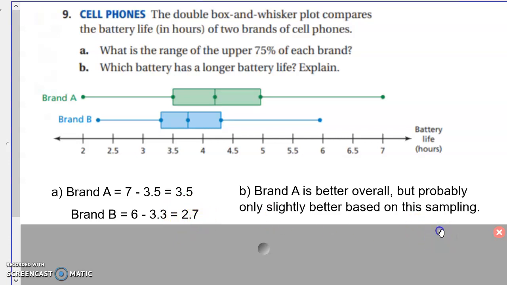Now part B says, which battery has a longer battery life? And explain your answer. I think looking at these two box and whisker plots, because of this point up here for brand A, and because a lot of the data points fall in the higher range than brand B does, I would say that brand A is better overall. But probably only slightly better based on the sampling, because you also see that brand A has the lower extreme compared to brand B. So I would say overall brand A is better, but brand B is probably only slightly less than brand A would be.